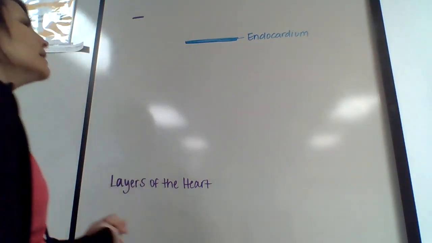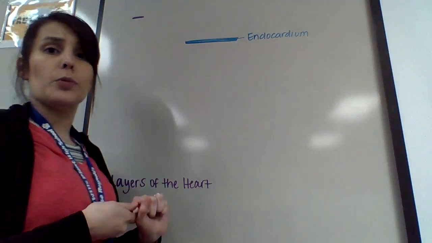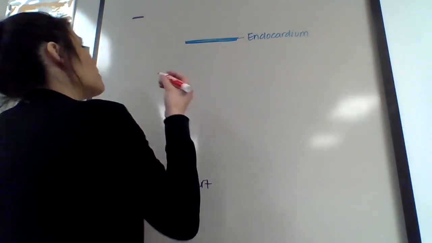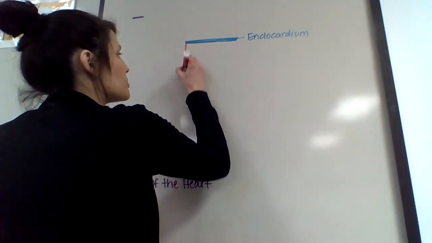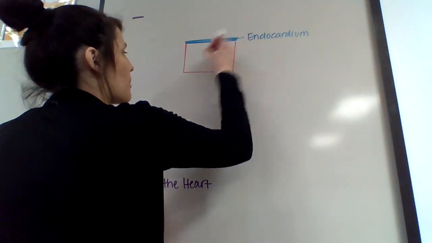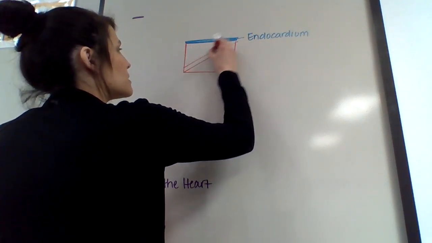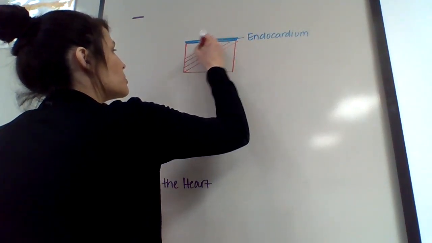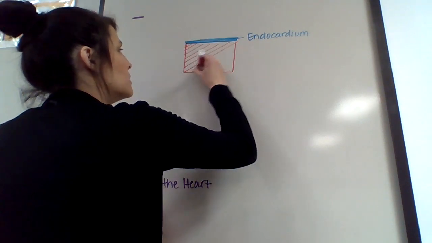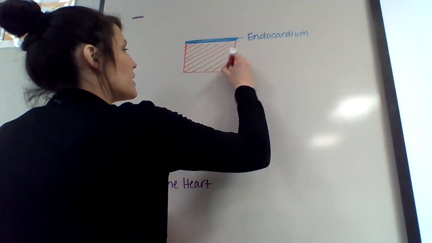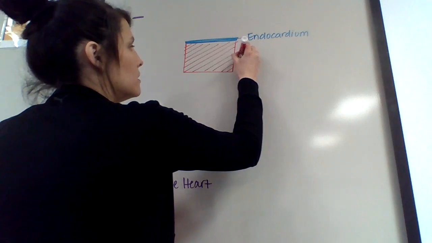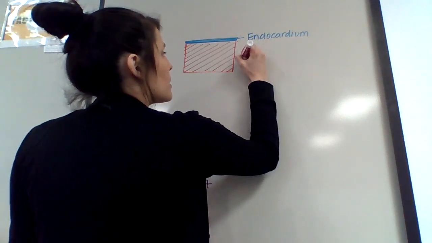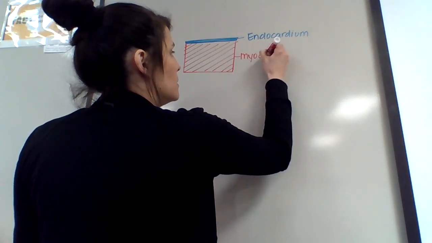And then, like I said, the muscle layer has to be really, really big in order to do the heart's job properly, because that's its main job, to pump, which requires lots of muscle. So we're going to have a really, really thick layer, and that's the muscle layer, and we're going to call it the myocardium.